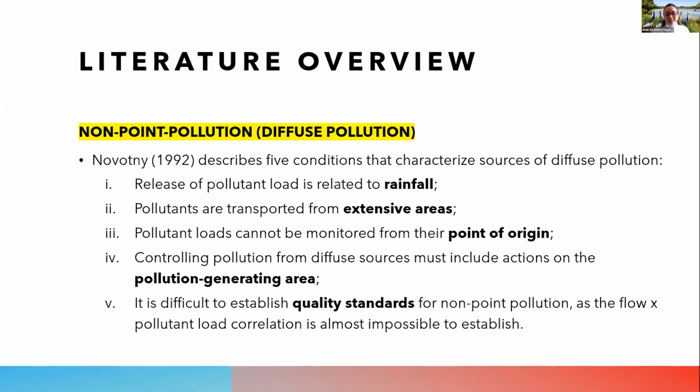The first is that the release of the pollutant load is directly related to rainfall, and pollutants are transported from extensive areas. Also, pollutant loads cannot be monitored from their point of origin, especially because their exact localization is frequently not known. Controlling pollution from diffuse sources must include actions on the pollutant generating area, rather than just in the location of their release, their effluent. And last, it's difficult to establish quality standards for non-point pollution, as the flow pollutant load correlation is almost impossible to establish.